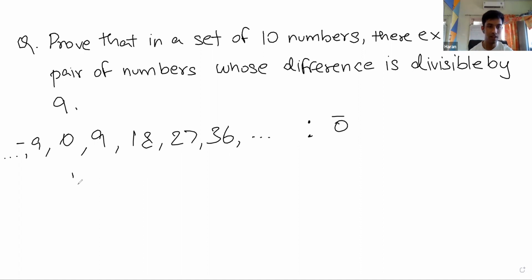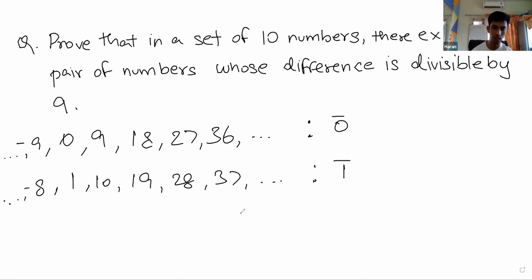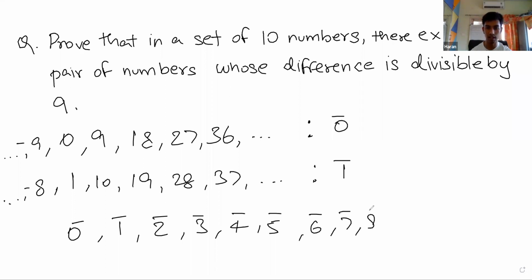And here you have 1, 10, 19, 28, 37. Here you have minus 8, and so on. So these are all the integers that leave remainder 1 modulo 9. So these will be denoted by 1 bar. And all your classes can be represented as 0 bar, 1 bar, 2 bar, 3 bar, 4 bar, 5 bar, 6 bar, 7 bar, and 8 bar, right? And you don't need 9 bar because 9 will belong to 0 bar again, right?